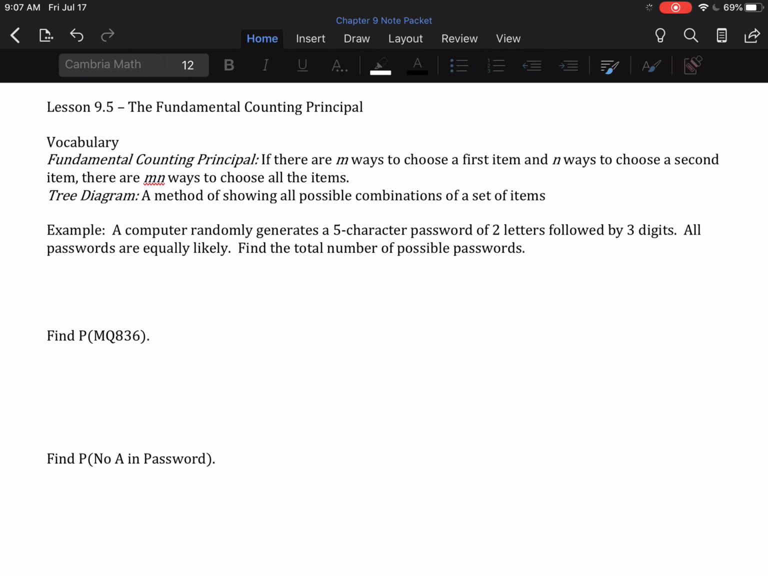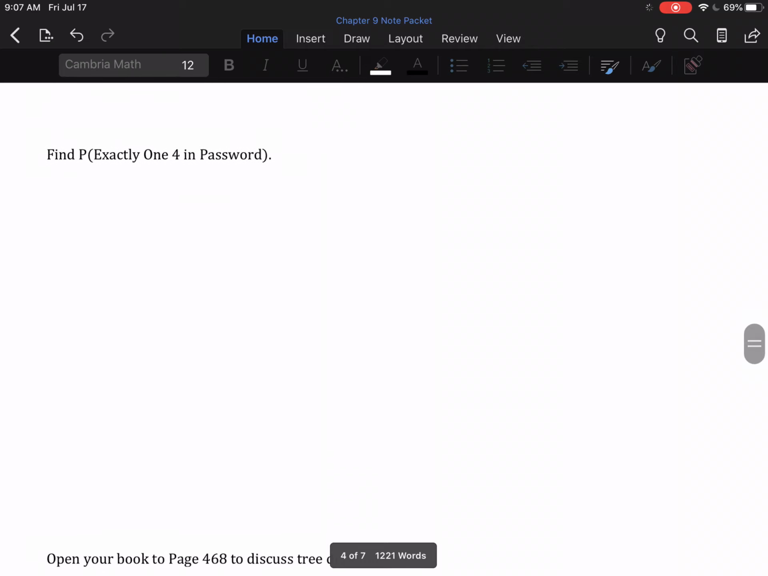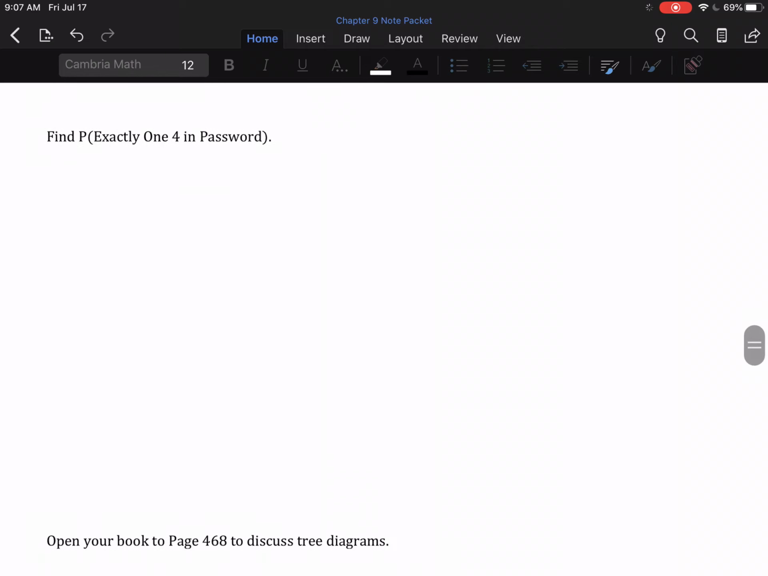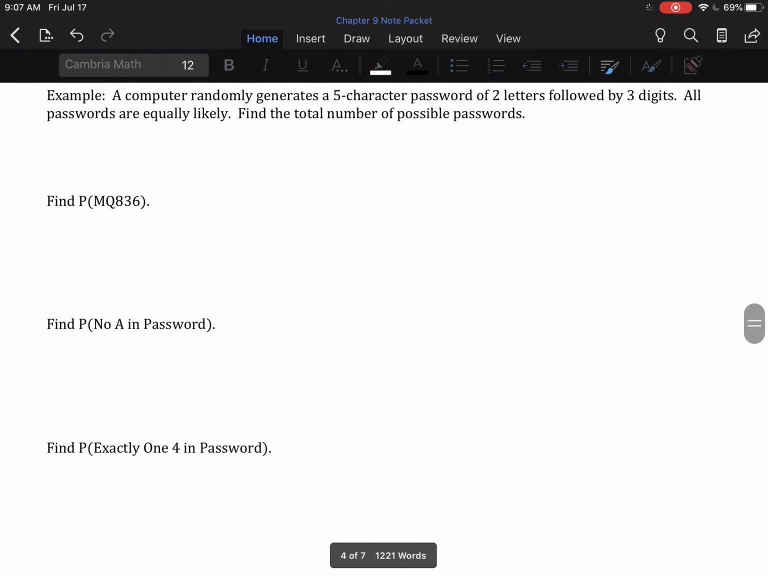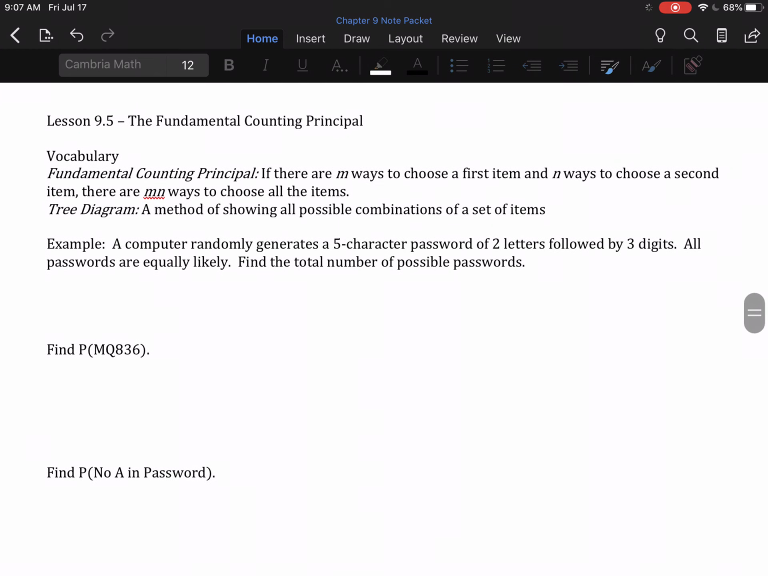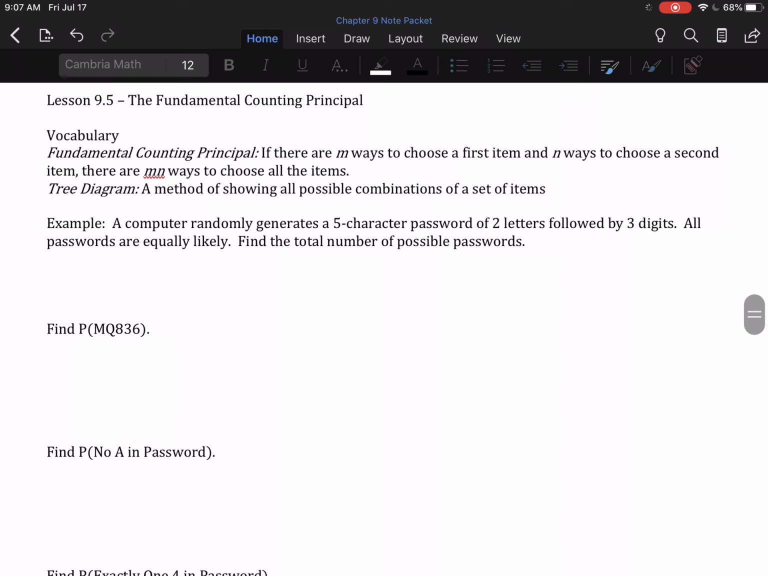I'm not going to do it in this video, but at the bottom it's going to say open your book to page 468 to discuss tree diagrams. If you go to page 468 and take a look, you will see what a tree diagram is. I'm not going to ask you to create tree diagrams, so that's why I let you look at that on your own. I'm not going to spend time on it.